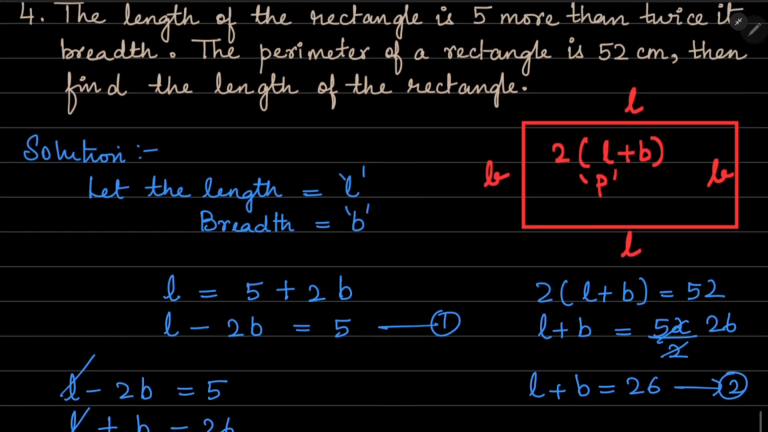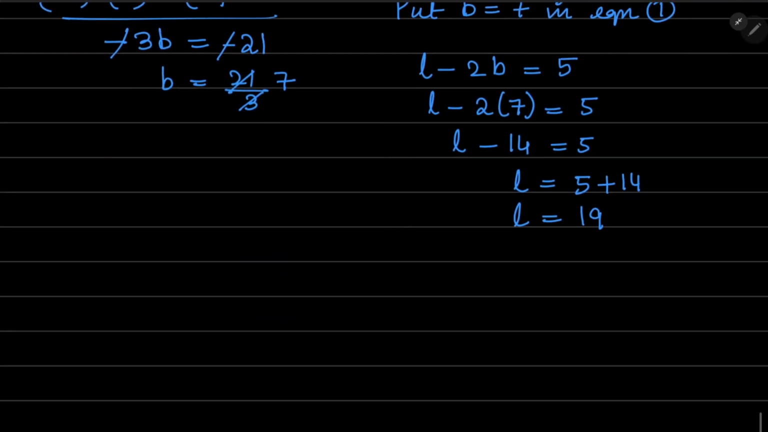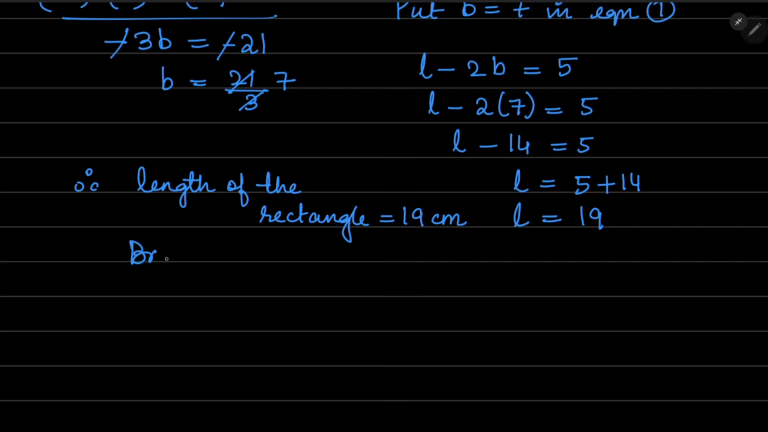So L is equal to 19. Look at the units here. 52 centimeter is the perimeter. So you can write down, therefore, the length of the rectangle will be 19 centimeter. As I said, unit is very important. And the breadth of the rectangle is equal to 7 centimeters. Okay, that's your answer. That's your final answer.